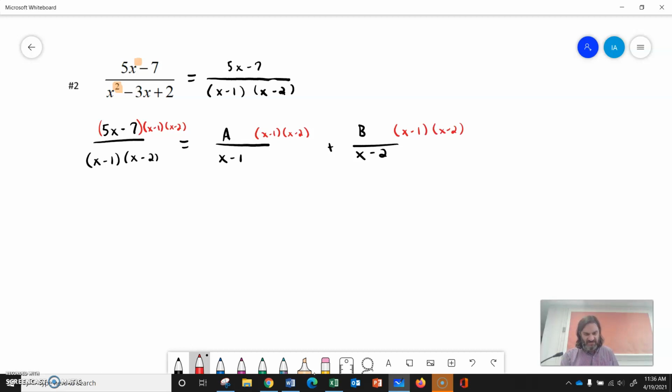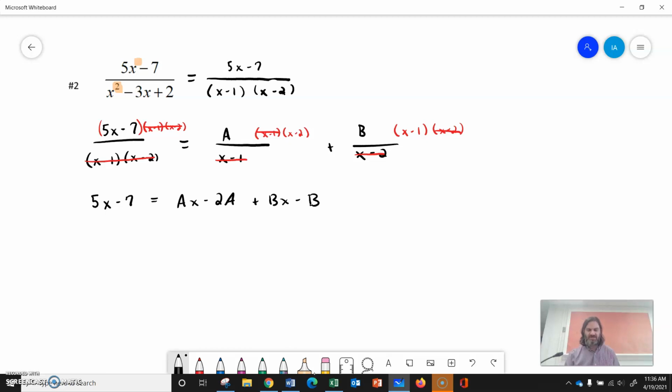Okay, and then we'll come back and cancel out any terms we can, which if we do it correctly means there should be no denominators left. As we clean that up, we should have a linear equation or maybe even a polynomial equation, but it'll be 5x minus 7 on the left. On the right, we'll have a times x minus 2, so we'll have ax minus 2a. And then we'll have b times x minus 1, so that'll be plus bx minus b.